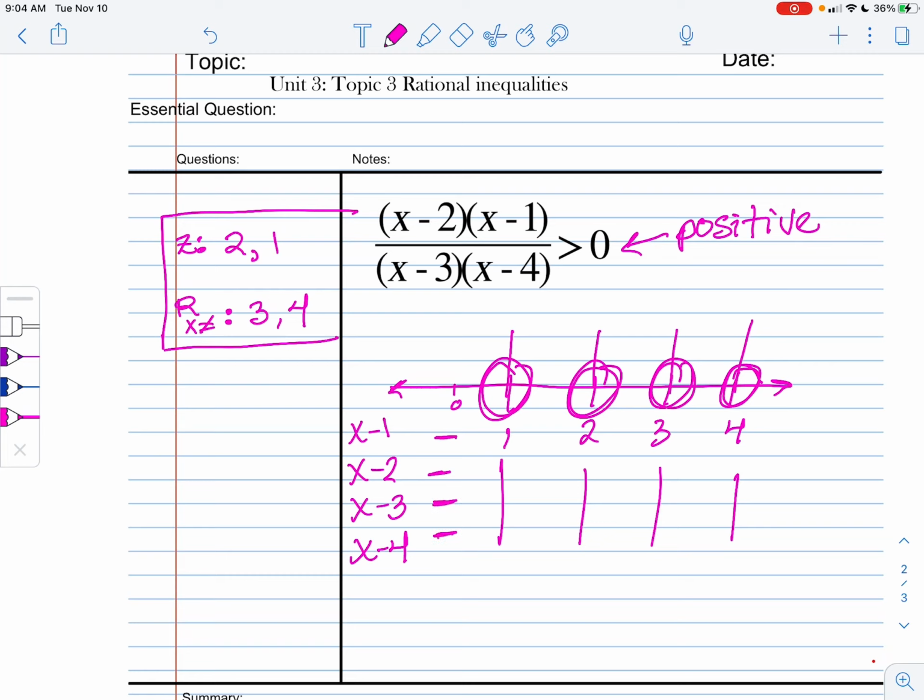Okay, what do I pick between 1 and 2? You could pick 1.5. 1.5 minus 1 gives me a positive, and the rest of these are going to be negative. In here, I might pick 2.5. Here, I'm going to get a positive, positive, negative, negative. Here, I might pick 3.5.